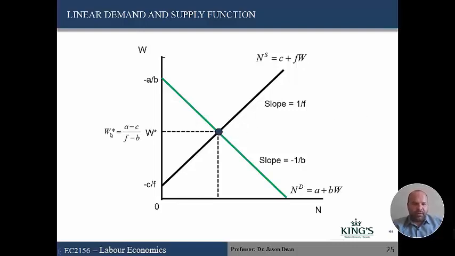Our equilibrium wage would be (a minus c) over (f minus b), and the equilibrium amount of labor would be (a times f minus b times c) over (f minus b).